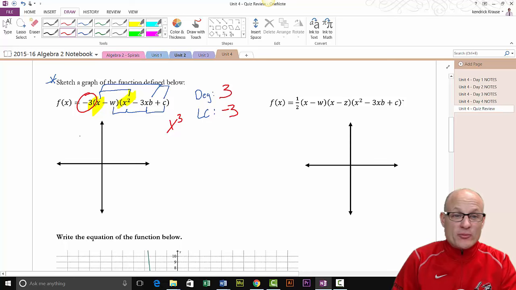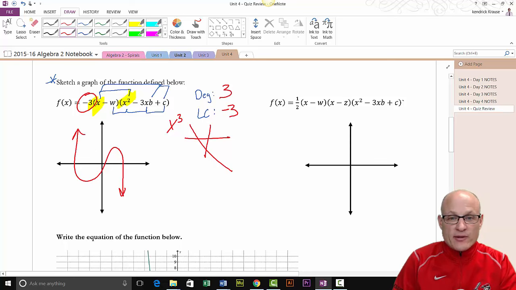It's a 3rd degree polynomial. That means it's going to be coming down because it's negative. And it's going to have 2 turns because it's odd. One goes up, one goes down, something to that effect.